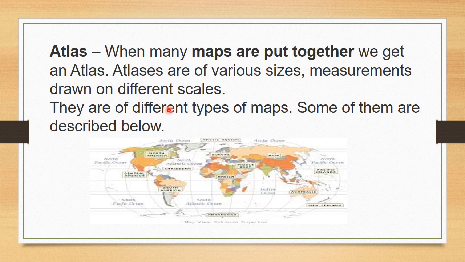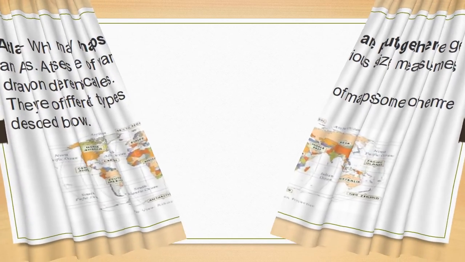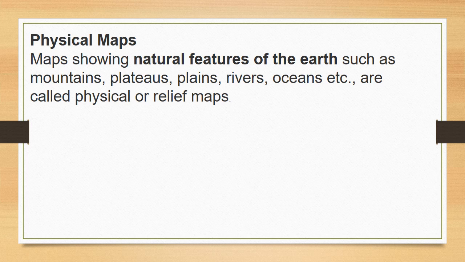There are different types of maps. So we are going to see about the types of maps. First we are going to see about physical maps. So what are physical maps? Maps showing natural features of the earth such as mountains, plateaus, plains, rivers, oceans, etc. are called physical or relief maps.